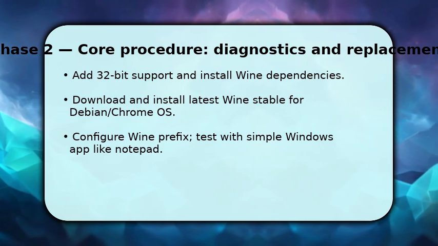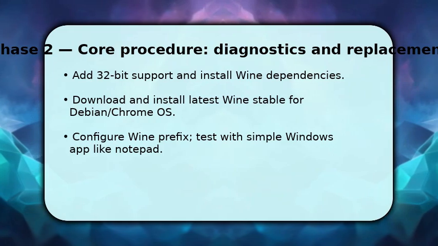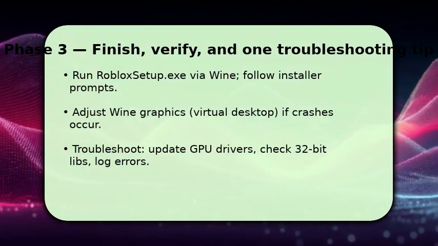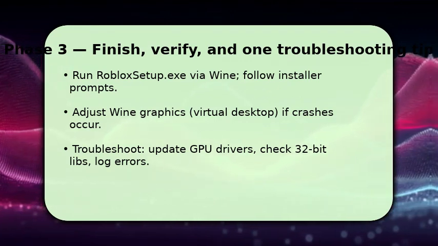Finally, download the Roblox Windows installer inside your Linux environment and run it with Wine RobloxPlayerLauncher.exe. Follow the installer prompts as you would on Windows. Once installed, launch Roblox through Wine.